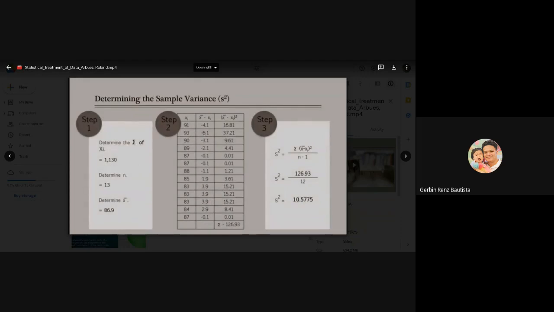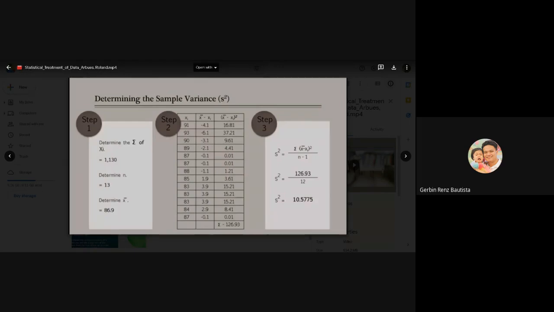A sample computation to determine the sample variance is as follows. The table in the middle gives the data points. The first step is to determine the summation of the data points. We have 91, 93, 90, up to the last data point of 87, the sum of which is 1,130. Next is to determine the sample size. In this case, we have 13 samples. All we need next is to determine the mean. So it is 1,130 divided by 13 to come up with the mean of 86.9.